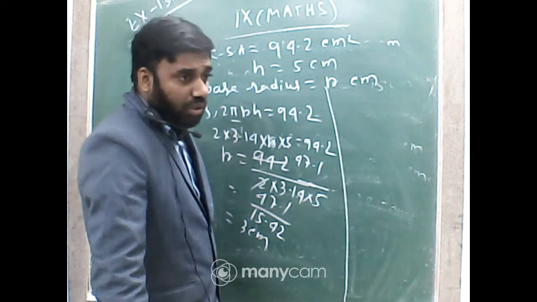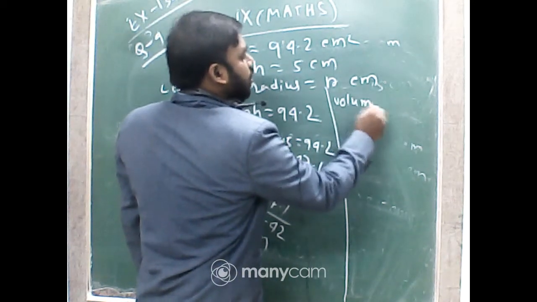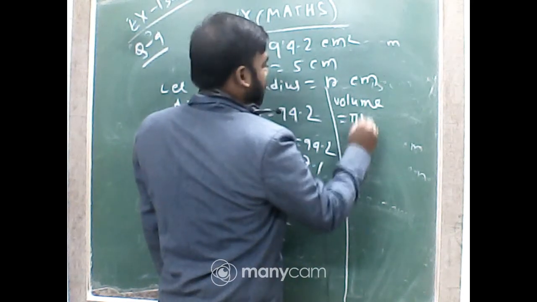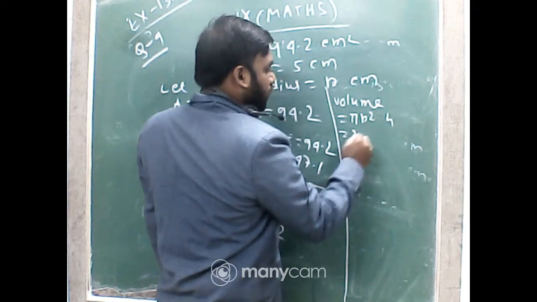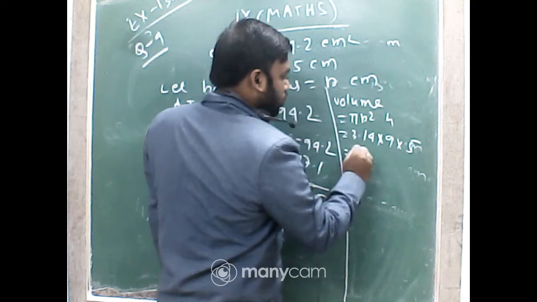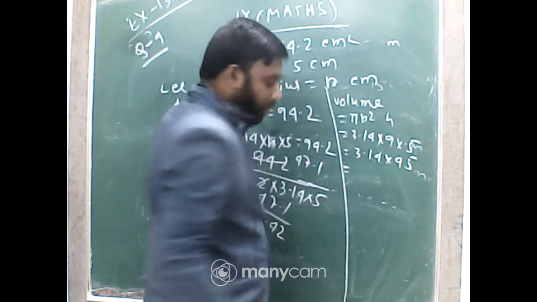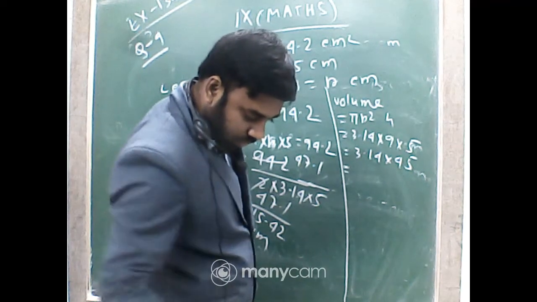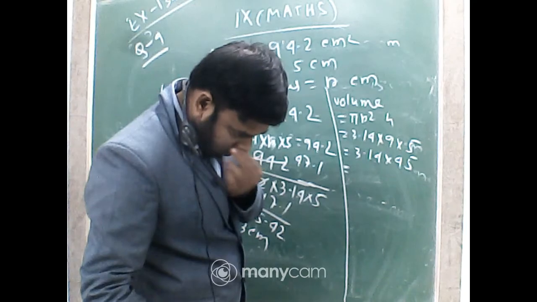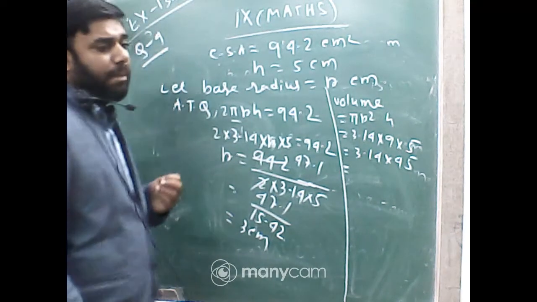As r equal to 3 centimeter, what will be the volume? Find it quickly. Volume equal to pi r square h. 3.14, r square means 9, h means 5. So 3.14 into 45. Calculate it quickly.